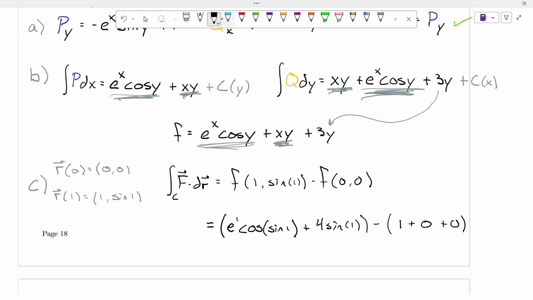So again, we think that this is hopefully nicer than having to plug in my parameterization, finding a tangent vector of that parameterization, and then integrating that thing. Instead, I'm just finding the potential function and plugging in the endpoints.